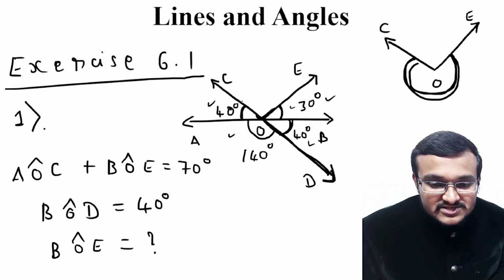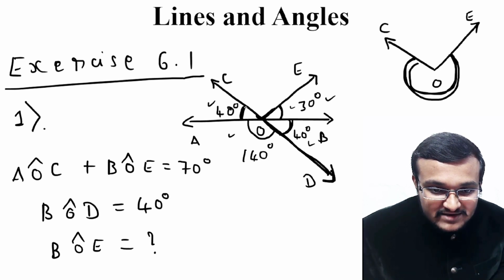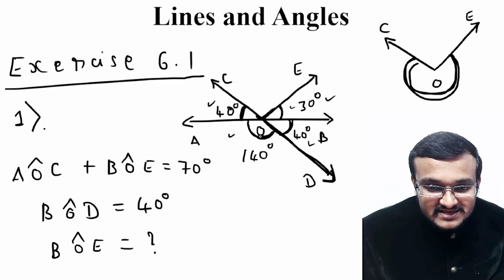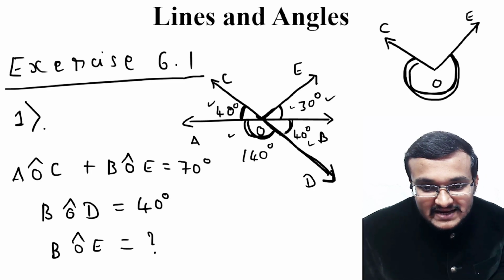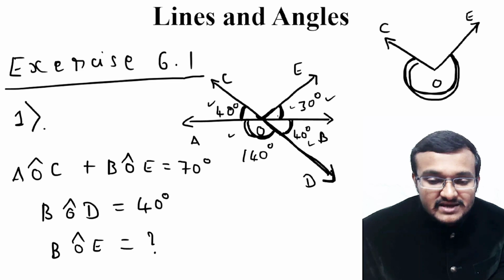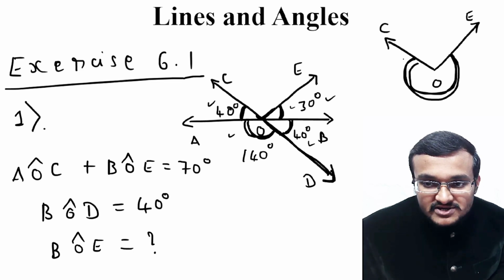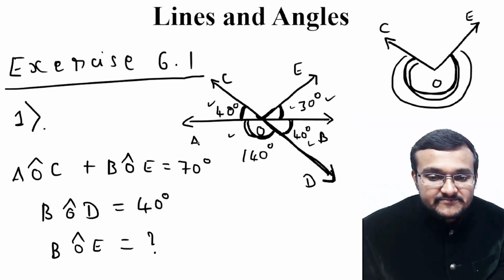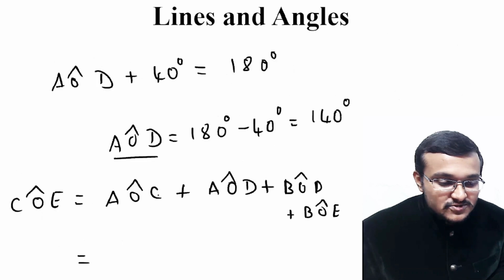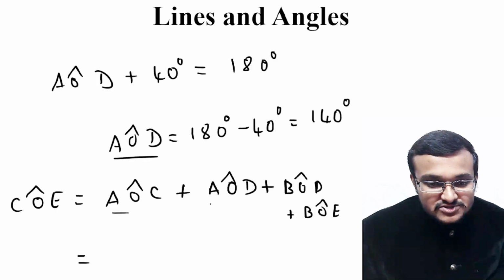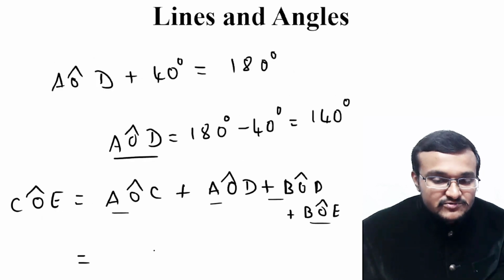Now in order to calculate COE, you can add this AOC angle, this AOD angle, this BOD angle, and this BOE angle. That will give you the total COE. So now we will add that. COE is equal to AOC plus AOD plus BOD plus BOE.